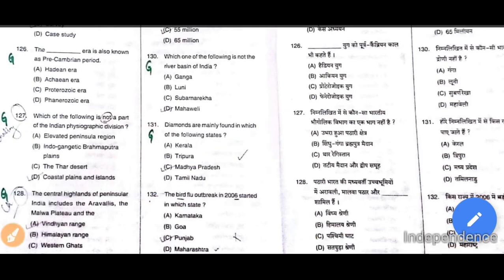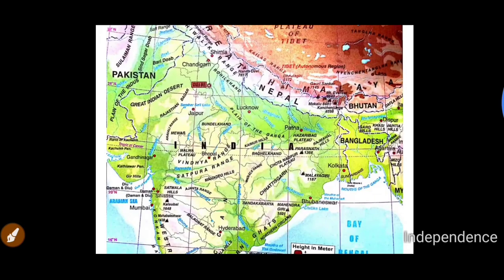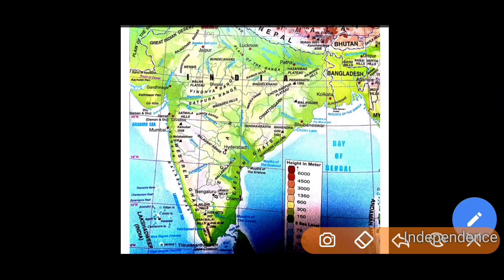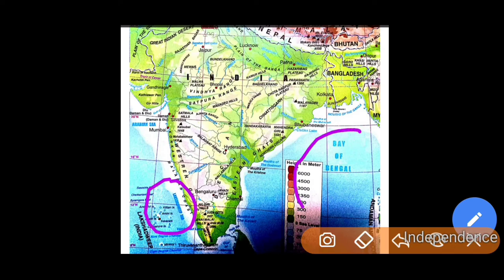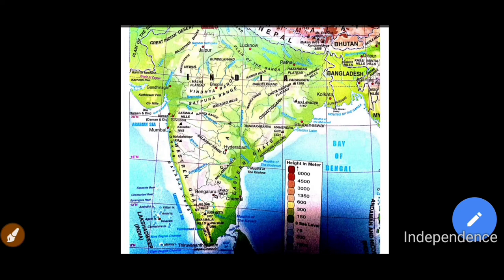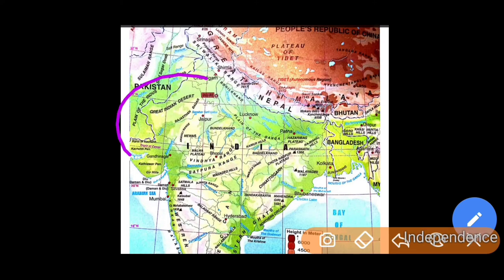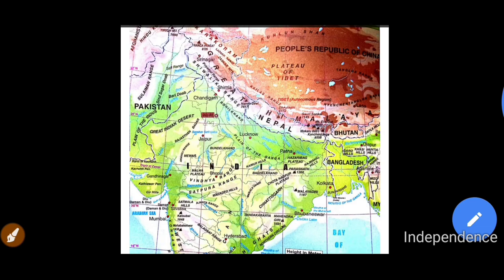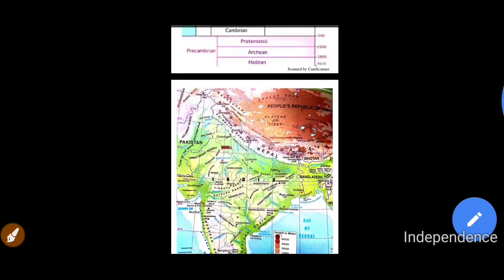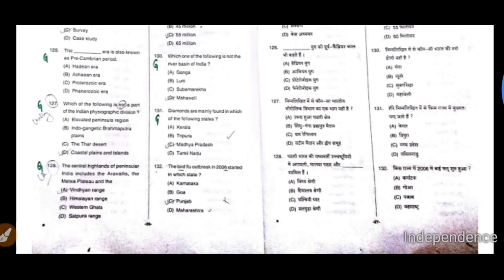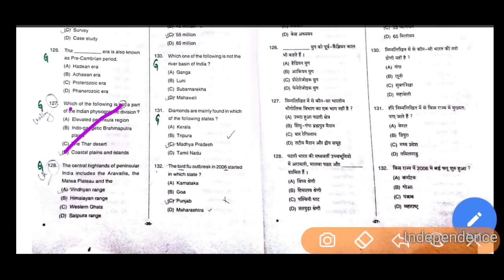Let's have a look at the map. So this is the map of India, as we all know. Here we find the peninsular part of India, covered by water on three sides, and this is the coastal strip of India. Then we have the islands, Lakshadweep and Andaman and Nicobar over here. And then we have the Great Indian Thar Desert over here, parts of Rajasthan and Gujarat, and the Indo-Gangetic Brahmaputra Plains. So all the four options definitely belong to the Indian Physiographic divisions. So question number 127 definitely needs to be challenged.